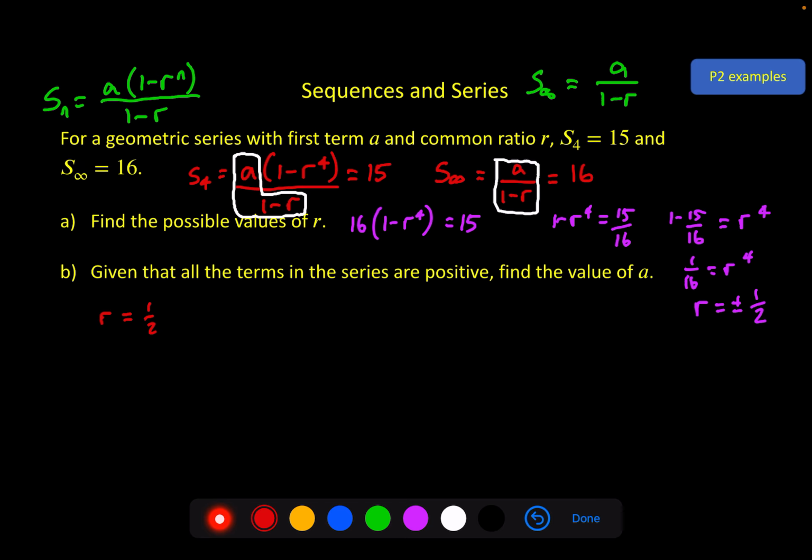So r must equal a half, and we still know that the sum to infinity, which is a over 1 minus r, so that's a half now, that still equals 16 from the information in the question. But now we know r is a half, so I put that in there, and I can solve this to find a. 1 minus a half is a half. 16 times a half is 8. And there we go.